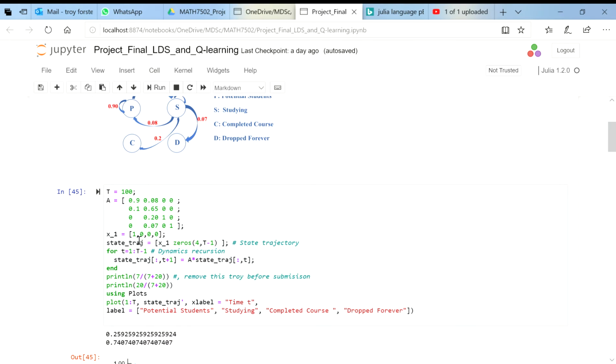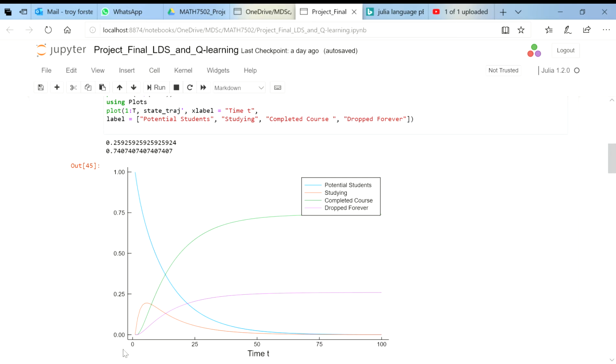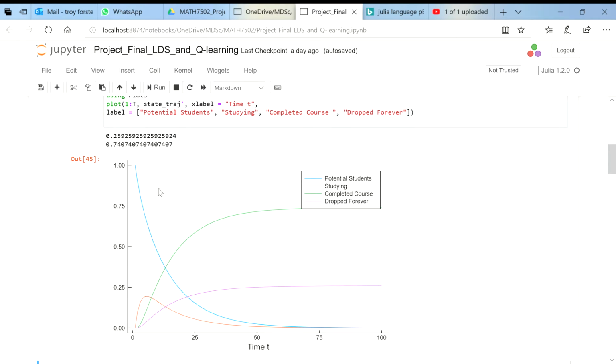This is a single student here, so we're going to feed this vector and say that that student always starts in the potential pool. Then we're going to run that, and we'll have a look at that as a plot over the 100 time periods and see what's happened. So all of the students, 100% of them, start in the potential students, and as they go through that loop of 90 and 10%, they move into the studying state, and then they'll start completing the course or dropping out until everyone has left the studying and potential students.